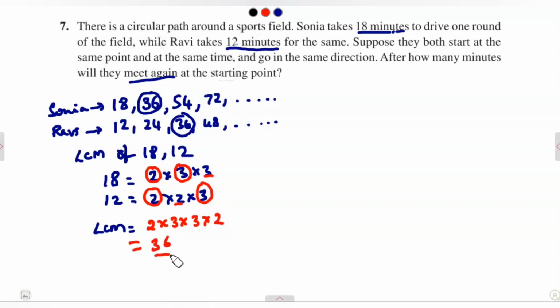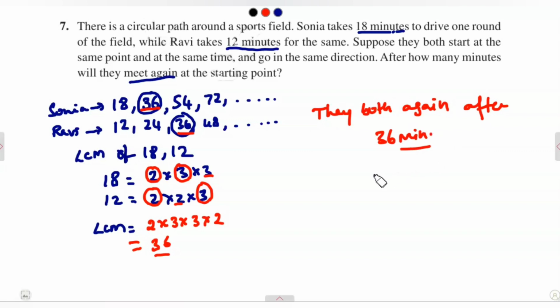So LCM is 36, which we already found by the multiples method. This is finding by the multiples method. This is by the prime factorization method. So they both meet again after 36 minutes. Okay, so this is about all the sums in Exercise 1.2.